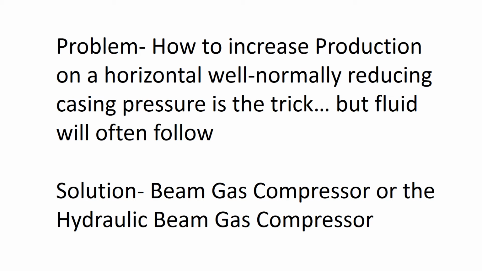How to increase production on a horizontal well. Normally reducing casing pressure is the trick, but fluid will often follow. The solution is using the beam gas compressor or the hydraulic version.